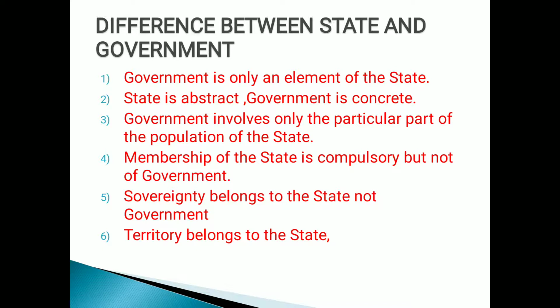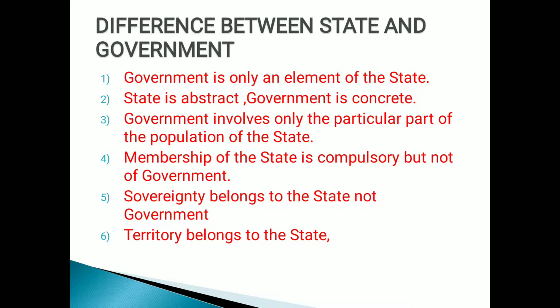Next, government is an agency or agent of the state. Government is an agency of the state. It acts for the state. It is that agency of the state which formulates the will of the state into law, implements the law of the state and realizes conformity to the law of the state. It is the agency of the state which exercises power and authority on behalf of the state.